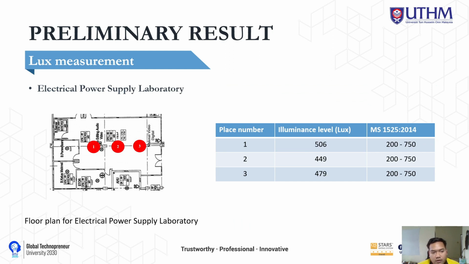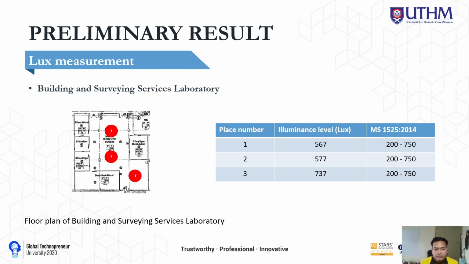Next, I also conducted the measurement at the Electrical Power Supply Laboratory. For this room, I just chose 3 spots because the room is small. And this is the result. Also good in the luminance level. After that, in the Building and Surveying Service Laboratory, there are also 3 points. For number 3, the luminance level, as you can see, is higher than the other 2 spots. It is because of the door at the back of the laboratory.